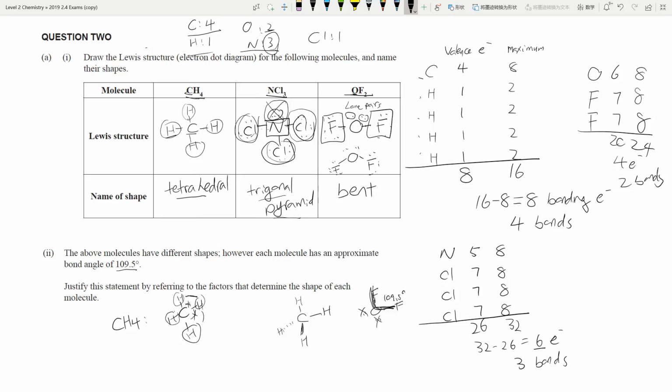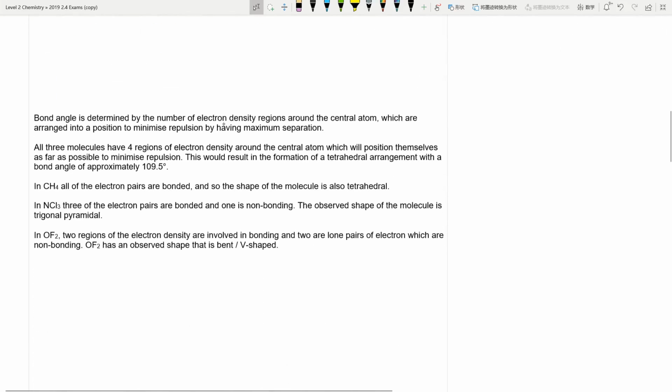So this is a tetrahedral shape with 109.5 degrees, because the reason why they have the same bond angle is because they all have 4 regions of electron densities around the central atom, which push each other away. Okay, so sorry about all the messy writing, but you get the idea. Okay, so if we come to the answers, here it is.